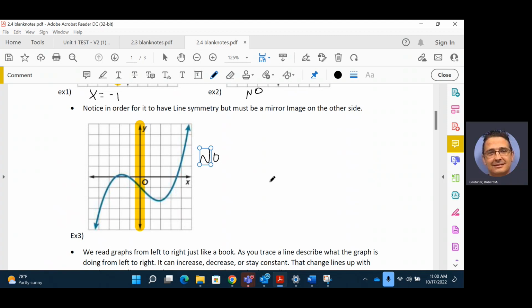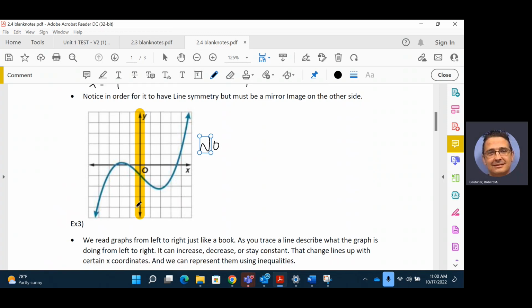As we start getting these graphs, guys, you have to realize graphs are read just like we read books, okay? We read graphs from left to right, just like a book. And the best thing to do is trace it, like this one here. We're tracing the line back and forth. We start on the left, put our pencil down or our finger, and you trace the line, just like I'm doing here. As you trace the line, start to describe what the graph is doing from left to right. It could be doing a few things. It could be increasing, it could be decreasing, or it could stay constant, right?